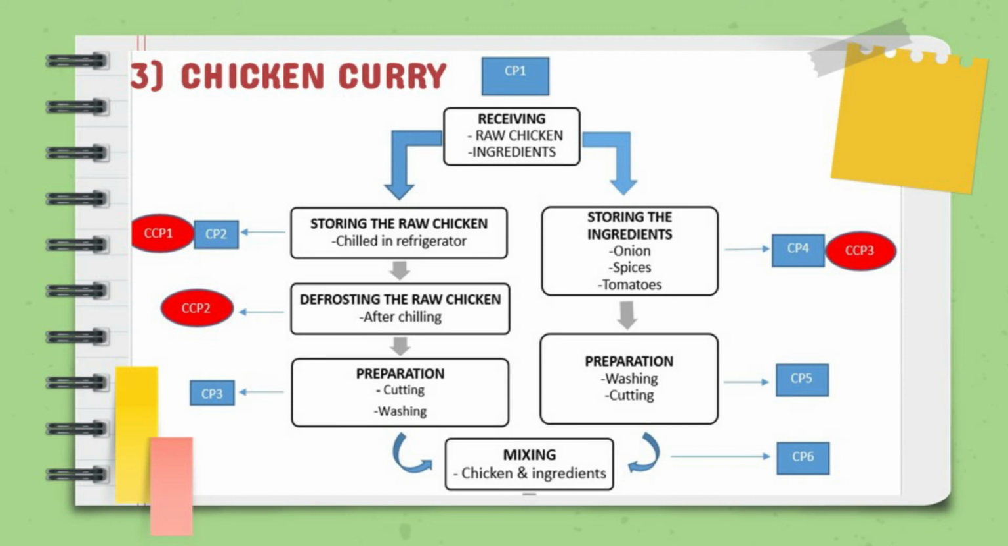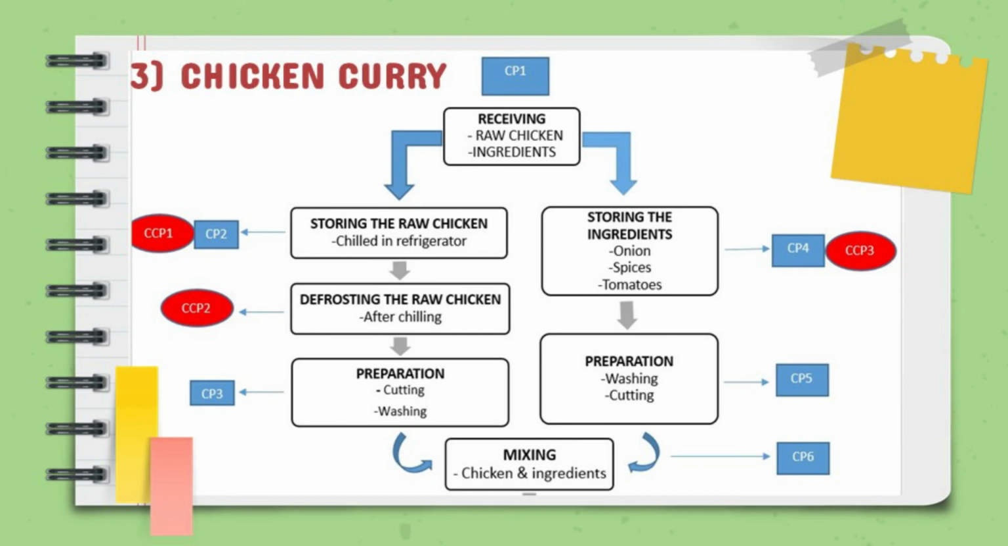Then, we will proceed with the food flow of chicken curry. The first one is the raw chicken and ingredients will be received, and the raw chicken will be stored in a chiller or refrigerator, while the ingredients such as onion, spices, and tomatoes also will be stored. For the raw chicken, after chilling, it will be defrosted before proceeding with the preparation, such as cutting, washing, also for the ingredients too. And then, both chicken and ingredients will be mixed before proceeding with the cooking. And the last one is serving in a plating line.